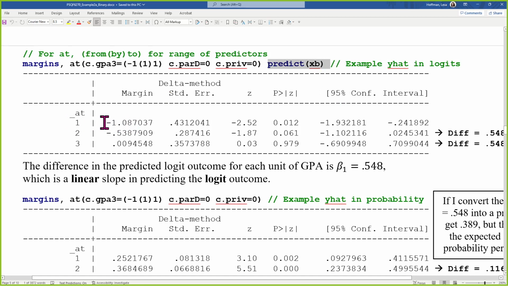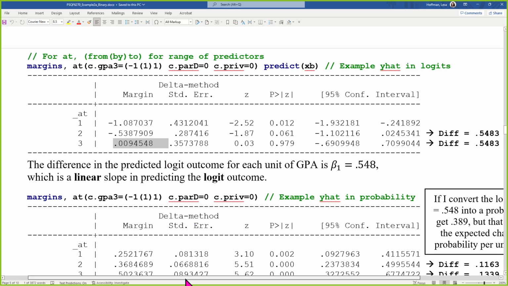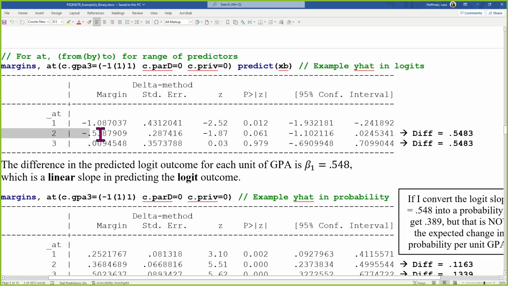So somebody who has a GPA of 2 has a predicted logit of -1. A logit is -0.5 if their GPA is 3, which is what was given by the model intercept. And their logit is about 0 if they have a GPA of 4. The reason that I printed this is to make this point. These 3 rows correspond to a 1 unit change in x. The difference from this number to that one is 0.548. The difference from here to here is another 0.548. It's a linear effect of GPA on the logit. So for every unit higher GPA, logit changes by that much.